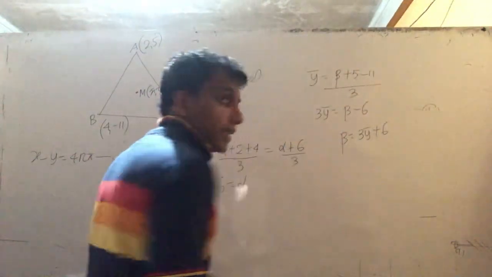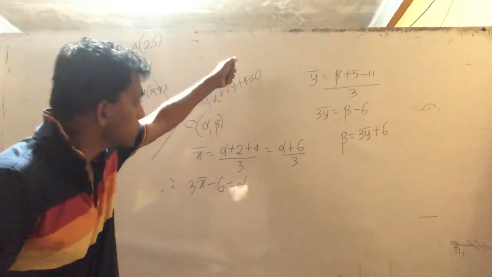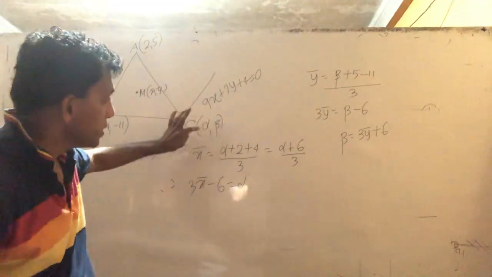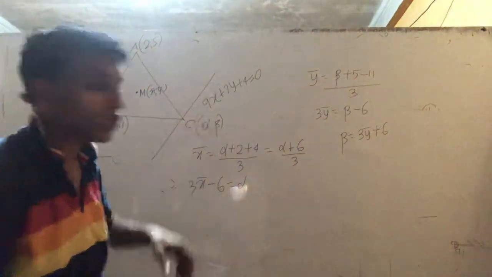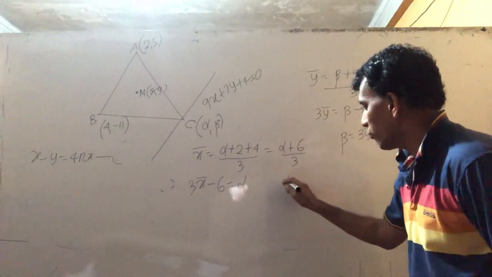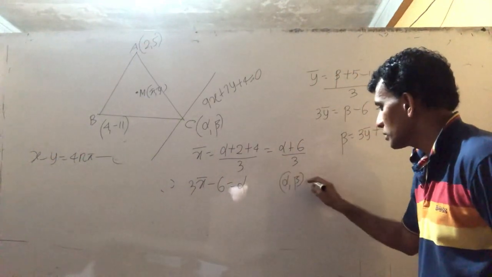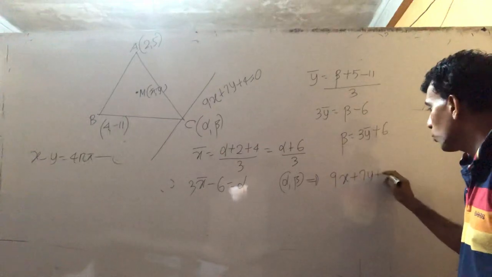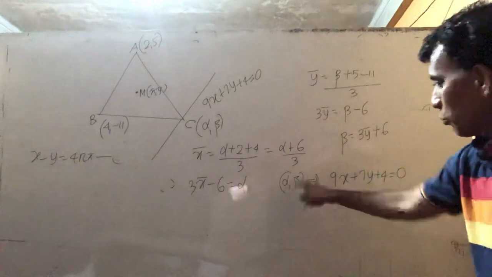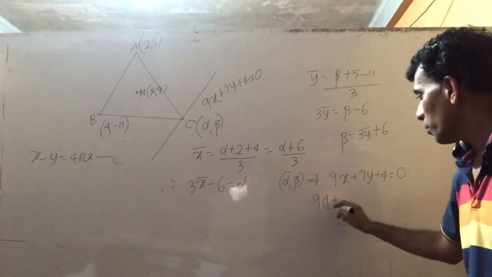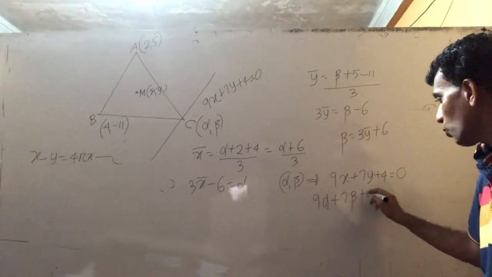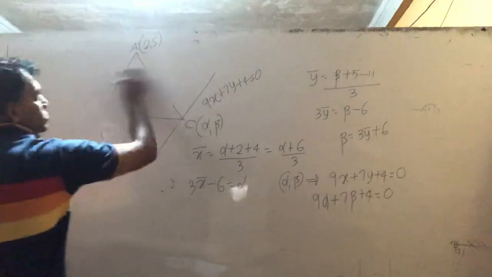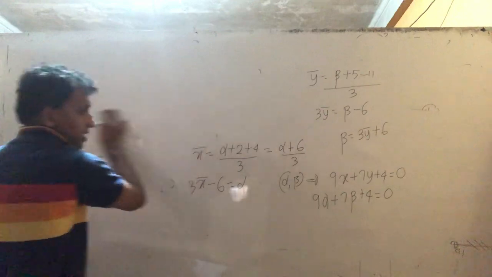Now the idea is that (alpha, beta) lies on this straight line. Therefore these coordinates satisfy the equation 9x plus 7y plus 4 equals 0. So you can put 9 alpha plus 7 beta plus 4 equals 0. Now convert alpha and beta to terms of x bar and y bar. That's the answer. Finally we put x for x bar, y for y bar.